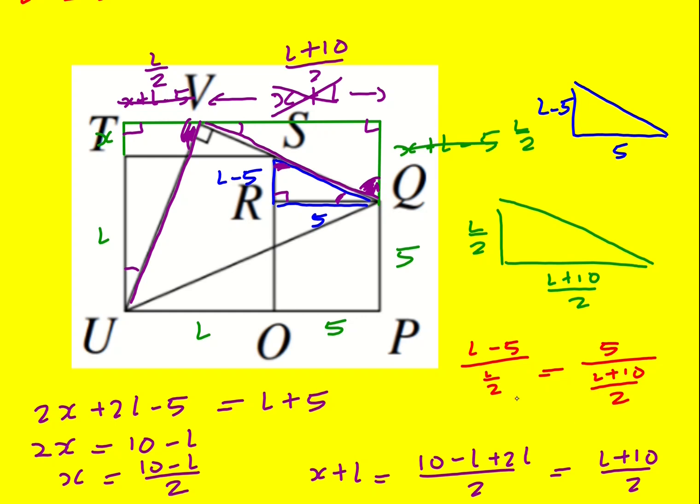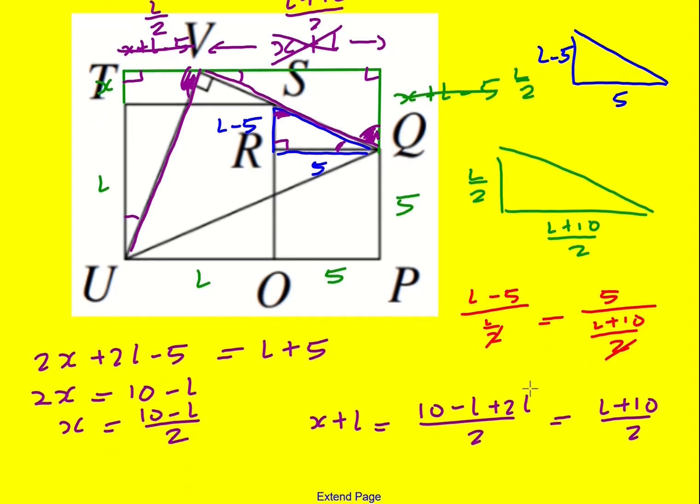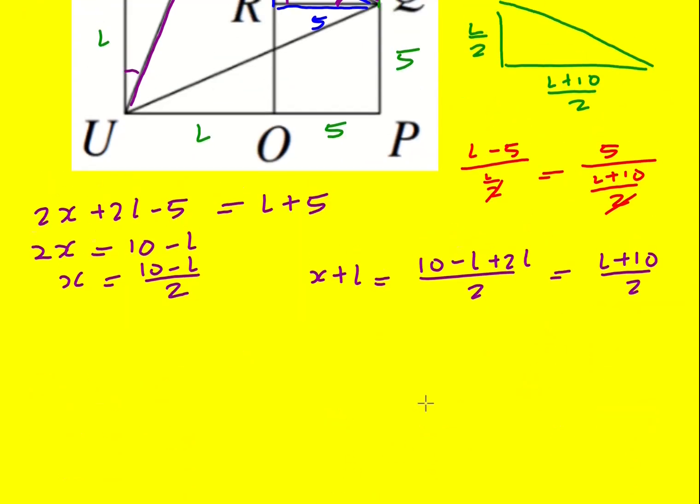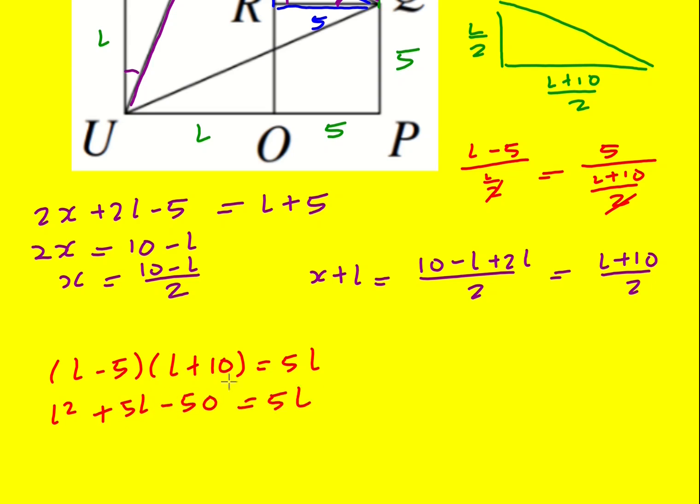And actually just times through by a half, which would cancel out this. And then I'm going to cross multiply. Let me come down here. So I'm going to get L minus 5 times L plus 10 equal to 5L. So L squared plus 5L minus 50 is going to equal 5L. Cancel these two out. And again, we get L squared equals 50.